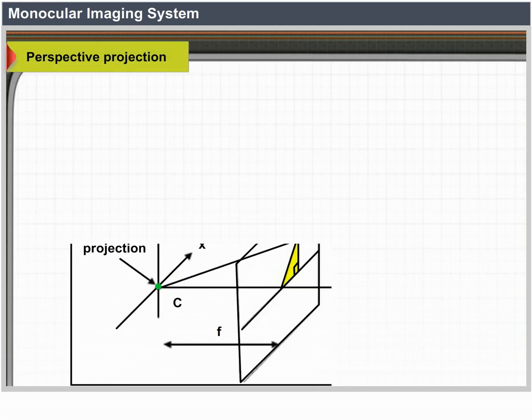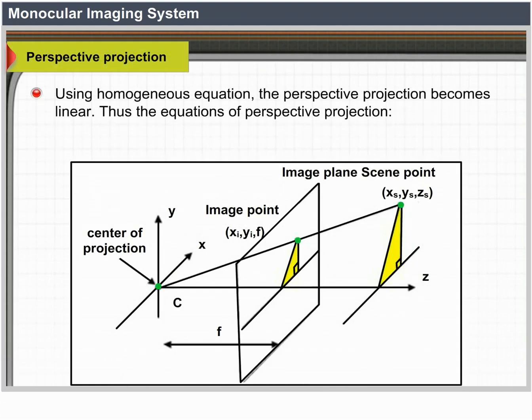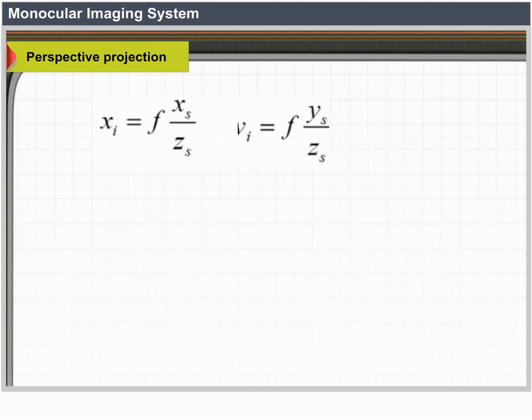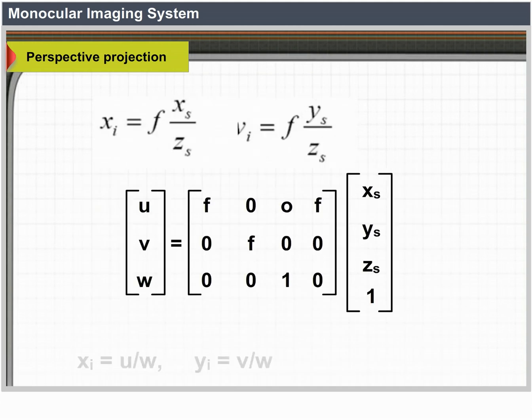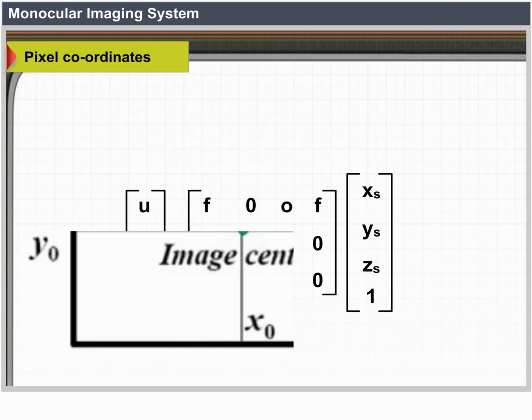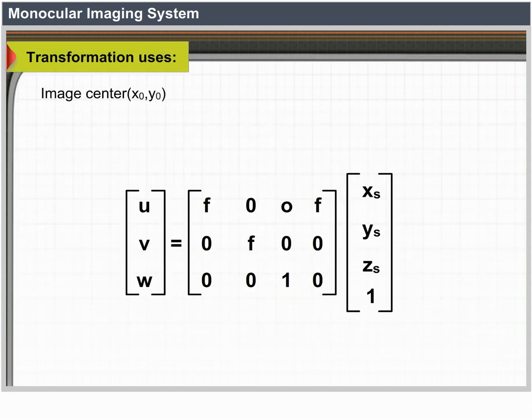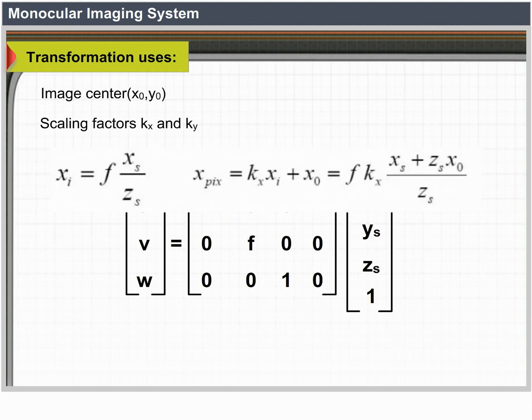Perspective projection. Using homogeneous coordinates, the perspective projection becomes linear. Thus, the equations of a perspective projection with center of projection C are represented in the diagram and the matrix. Pixel coordinates. The transformation uses image center x0, y0, and scaling factors kx and ky. Please refer to the pixel coordinates matrix shown on screen.